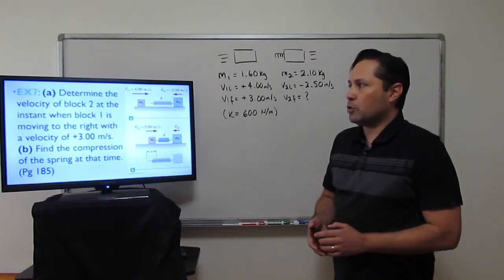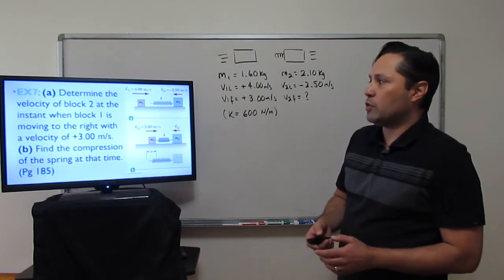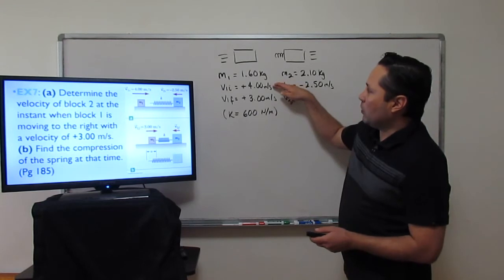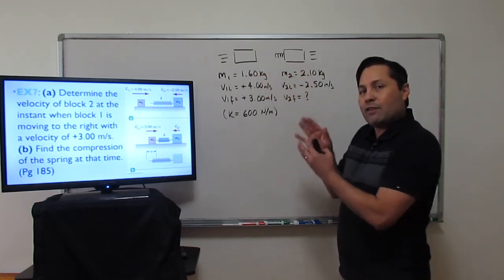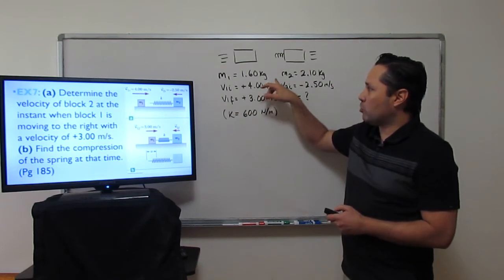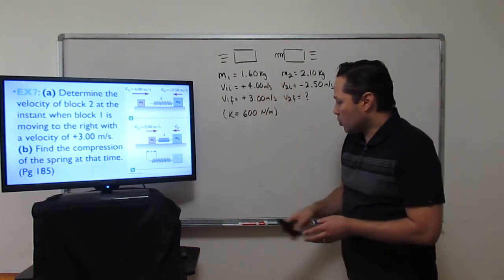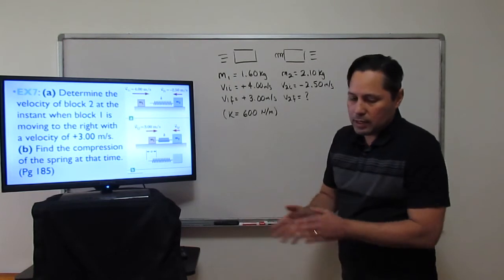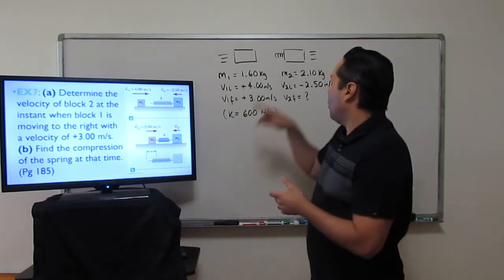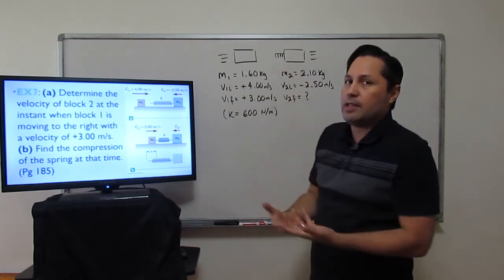Determine the velocity of block 2 at the instant when block 1 is moving to the right with a velocity of 3 meters per second. Alright, so they just made contact, they haven't come to a full stop, either one, and the velocity for object 1 has dropped from 4 down to 3. So that's what we're looking at, and they said go ahead and figure out the velocity of our second object that is attached to the spring.